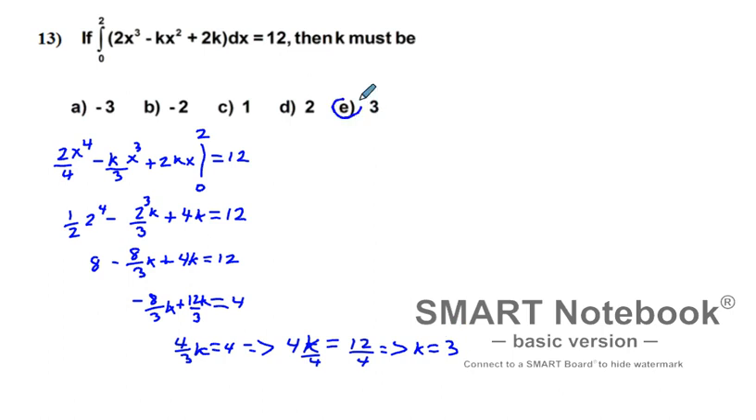And we can do this in a calculator too, if we just want to test this, and we have a calculator in hand. So if we put in from 0 to 2, we have 2x cubed minus k is 3, so 3x squared plus 2 times 3 plus 6 dx. If E is our correct answer, as we picked out here, we should get 12. We'll go and calculate.